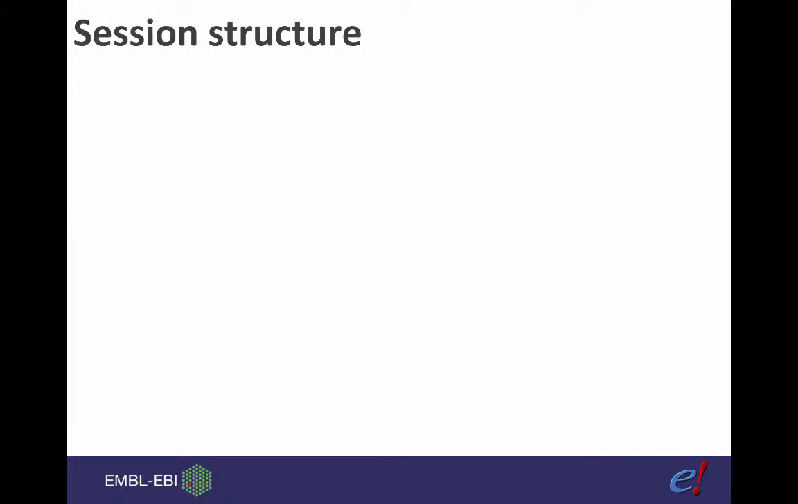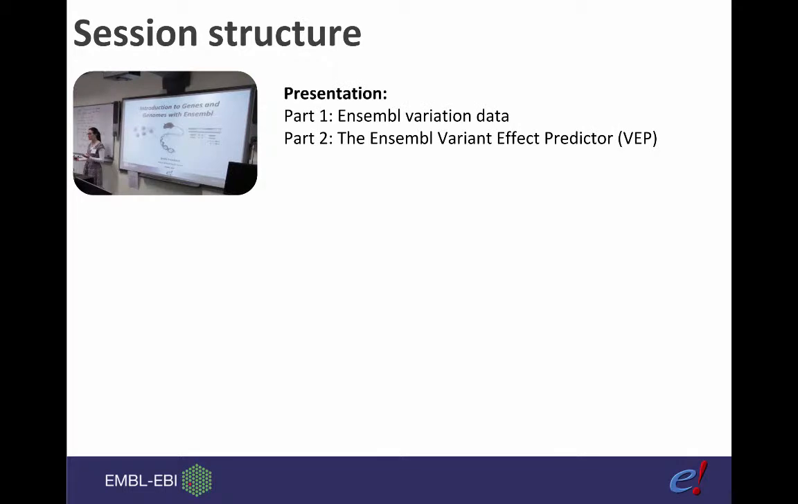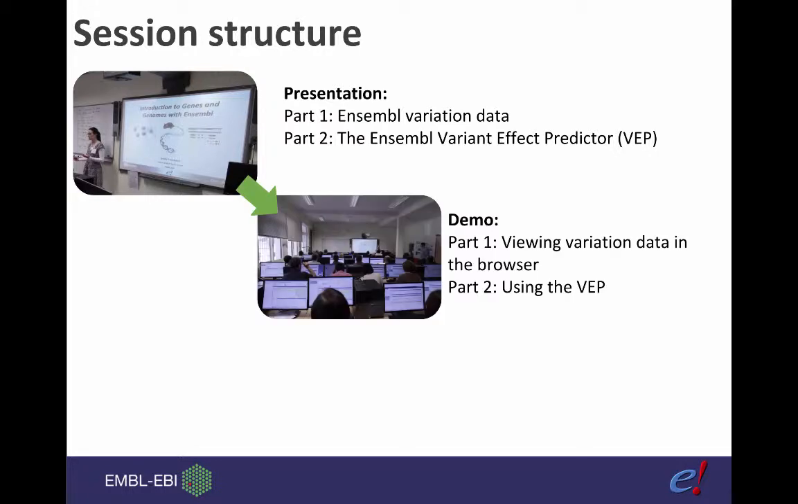So today's session structure is going to follow the others. Similar to before, we have a presentation. This is going to be split into 2 for this section, looking at Ensembl variation data, so the background to variation data in Ensembl, where it comes from and what we do with it, followed by a short presentation on the Ensembl Variant Effect Predictor with a demo in between. So I'll do part 1 of the presentation and then hop out and show you how to view variation data in the browser, and then I'll pop back into the presentation to give you a short introduction to the Variant Effect Predictor, and then we'll have a demo on how to use that.